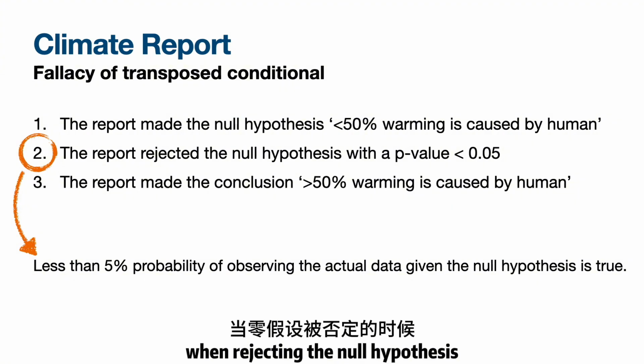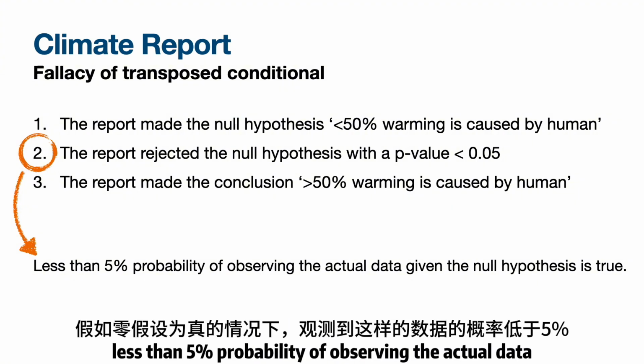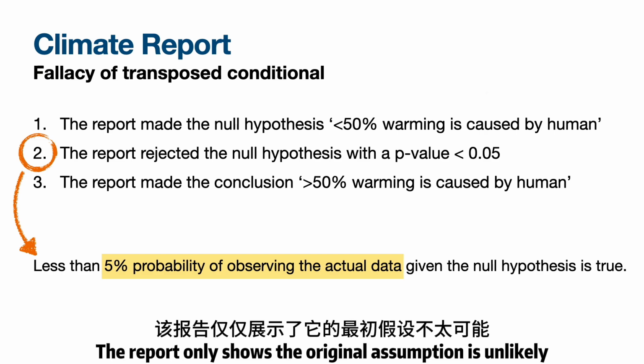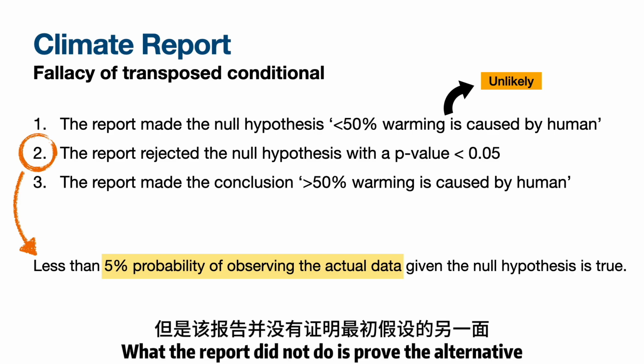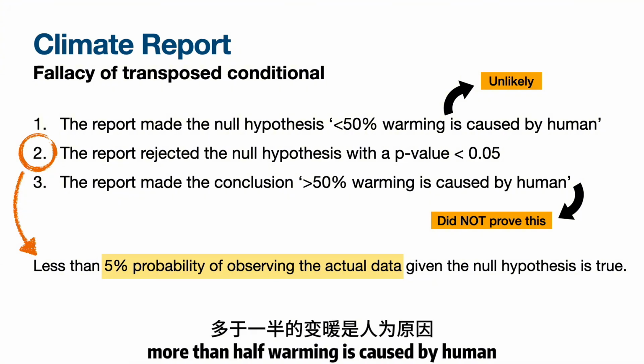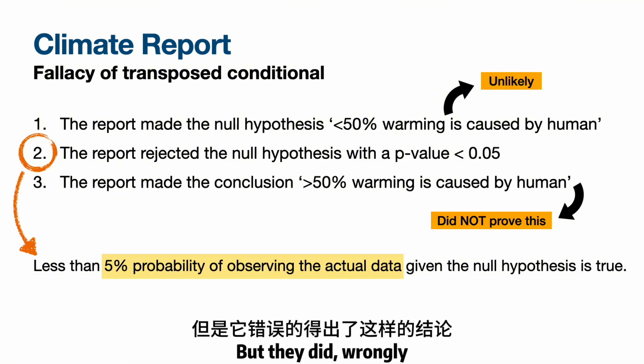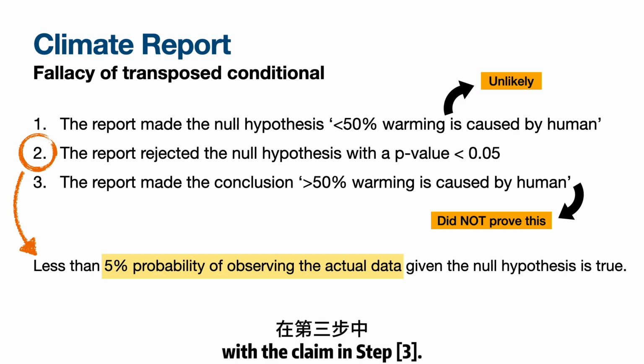When rejecting the null hypothesis, the reason was that there was less than 5% probability of observing the actual data given the null hypothesis. The report only showed the original assumption is unlikely, being less than 5%. What the report did not do is prove the alternative, more than half warming is caused by humans. But they did, wrongly, with the claim in step number 3.